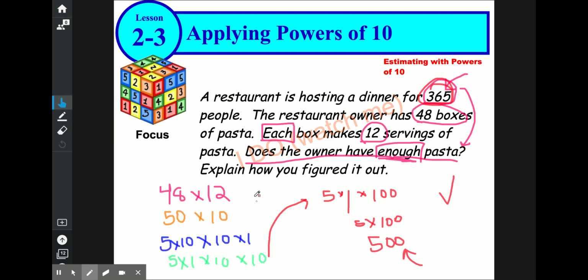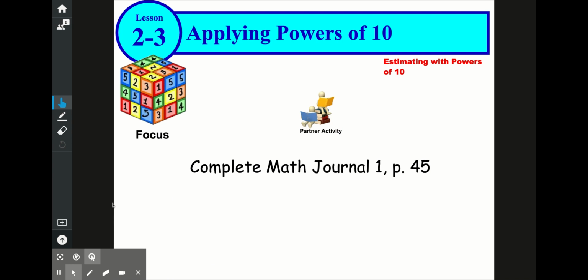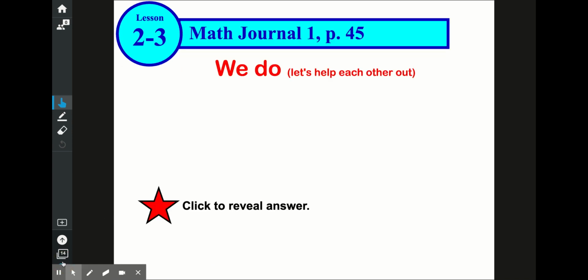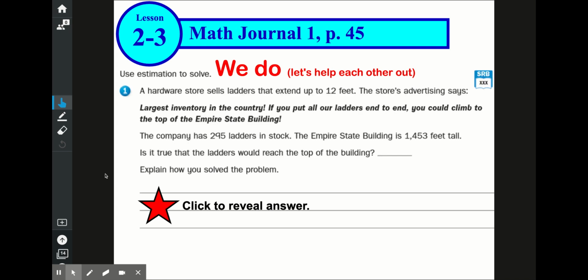And right here, all this work here helps me explain how to figure it out. So remember, it's always important to work all of your steps out on a piece of paper or a slate. That way, once you're asked to explain, you are ready to go. So turn to page 45 in your math journal, and we're going to talk about this one.